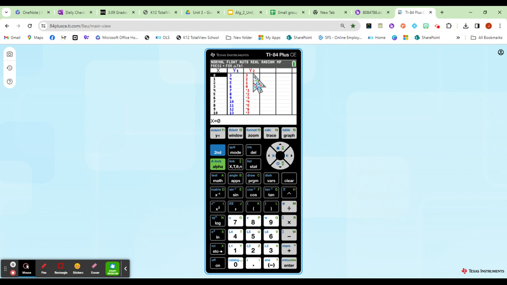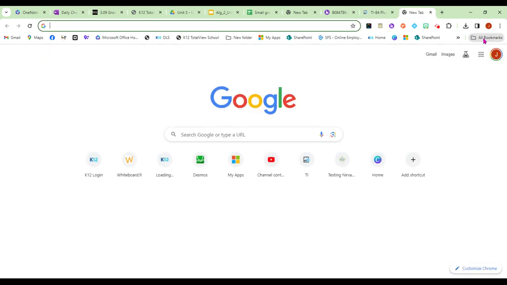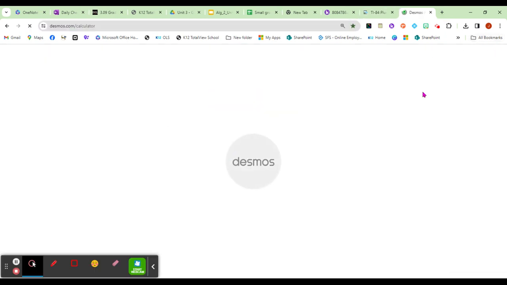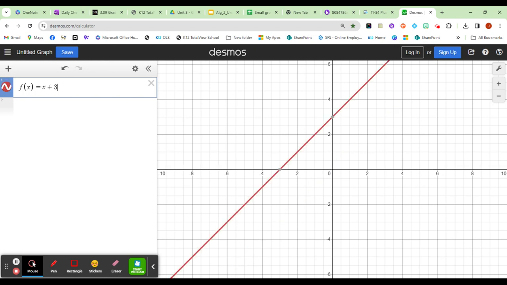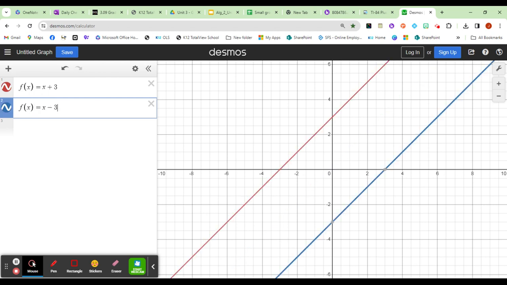If I were you, you could type this chart out. You're going to have to show your table. If you use Desmos, let me show you this really quick. You could snip this from Desmos. So f of x equals x plus 3. And then it'll do f of x equals x minus 3.